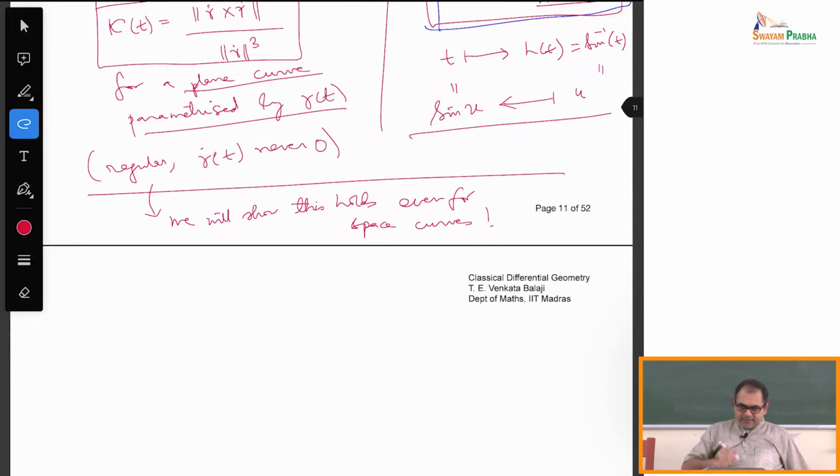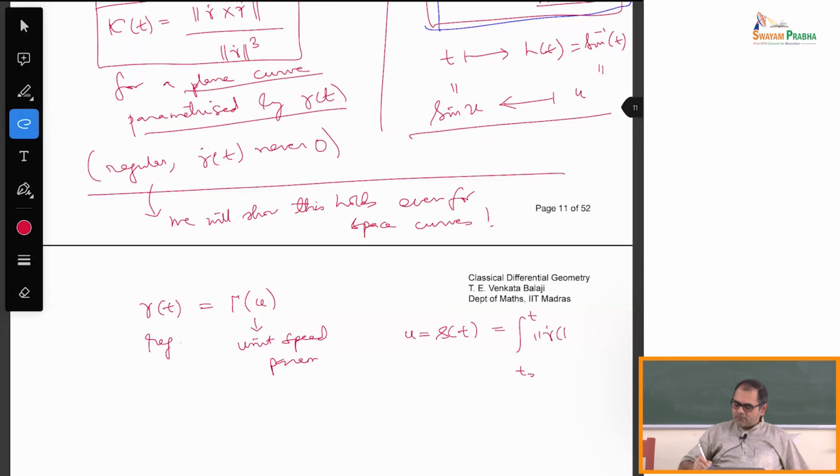So you see, let me recall. So you have this gamma of t. This is regular. Then what you do is you write this as capital gamma of u. This is the unit speed parametrization. Okay, and what is the unit speed parametrization? This u is just s of t. Okay, and what is s of t? This is, if you want, the integral from t naught to t of norm gamma dot of t dt plus s of t naught.